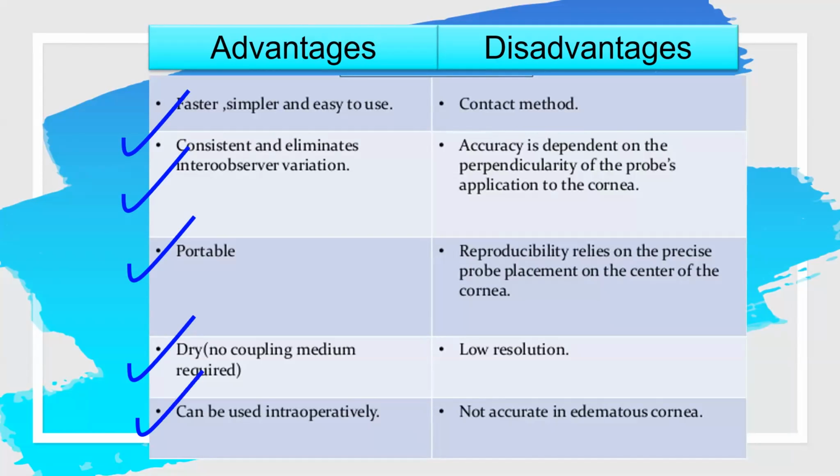But the disadvantage is, as it is a contact procedure, the risk of infection is always there. Moreover, accuracy is dependent on perpendicularity of the probe. Placement of the probe is also very, very important. You need to be in the center. Whenever you are recording, you need to check that you don't keep the probe away from the center. It is slightly lower resolution and it is not accurate for an edematous cornea.